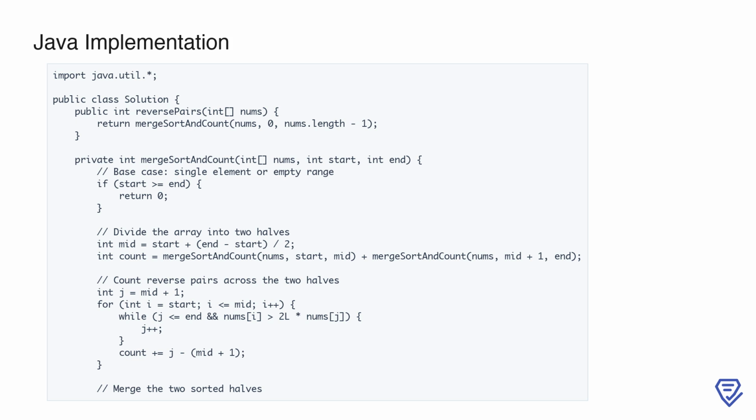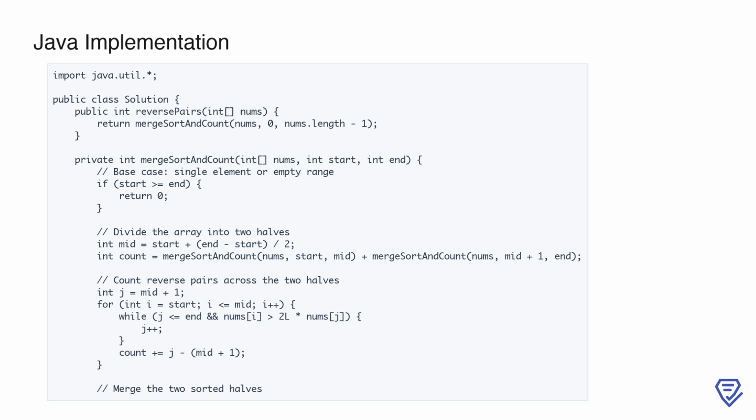The recursive calls to merge sort and count process the left and right halves separately, and their results are added together to form the initial count of reverse pairs. After that, we calculate the number of reverse pairs that span across the two halves. This is done by iterating through the left half and using a pointer j to find elements in the right half that satisfy the reverse pair condition. For each valid pair, we update the count.